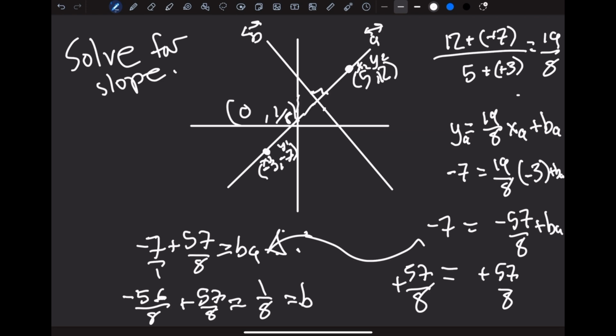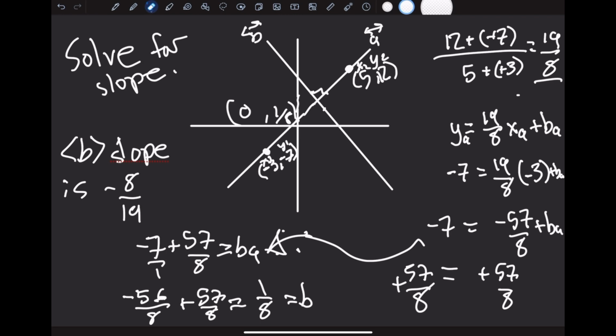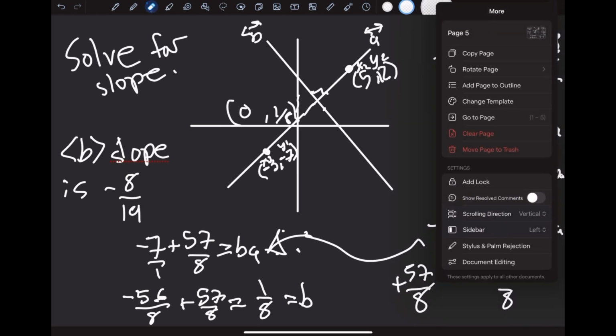0. So now, since you know that the slope originally was 19 over 8, then you know that for line B, the slope is negative 8 over 19. Because you just flip the numerator and denominator, and make it negative because it was positive. So you times it by negative 1. And there you go. So that is lines and graphs and perpendicular lines and parallel lines.